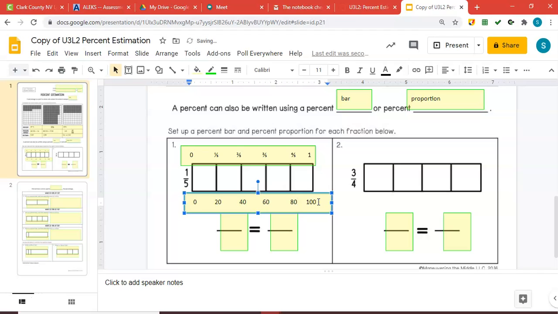So we can see that, oh, 1/5 of something is the same as 20%. 2/5 is the same as 40%. 3/5 is the same as 60%. 4/5 is the same as 80%. So we can say 1/5 is equal to 20 over 100.